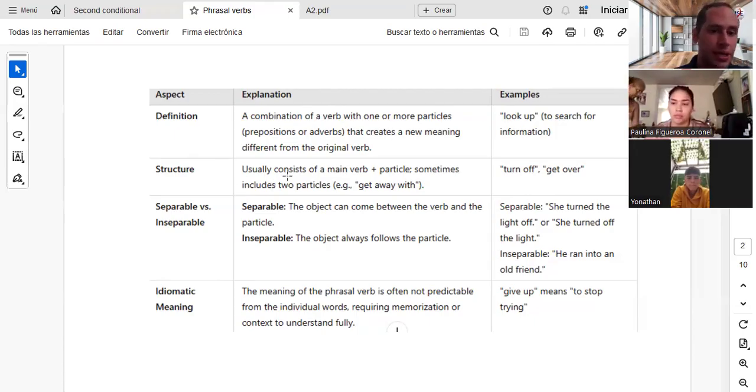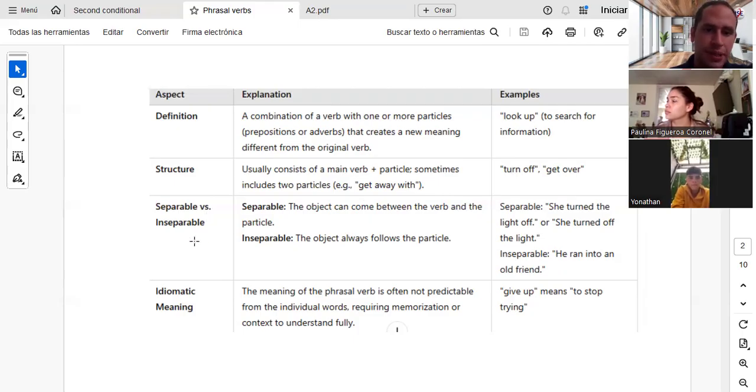Structure usually consists of a main verb plus particle, sometimes include two particles. Example, get away with. Example, turn off, get off. Okay.